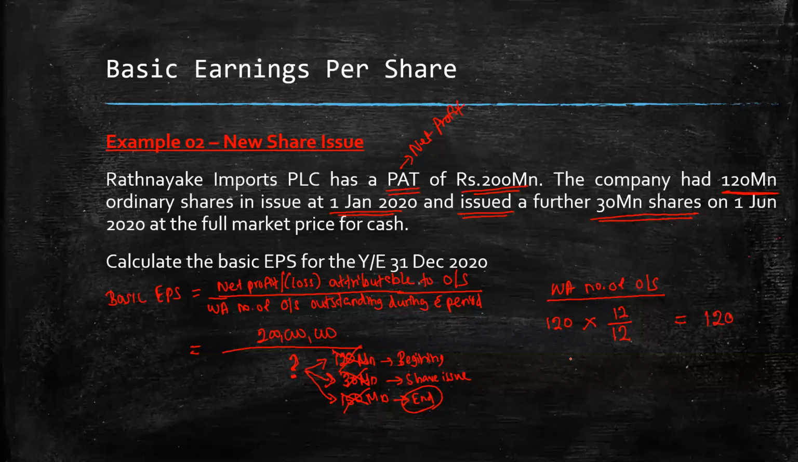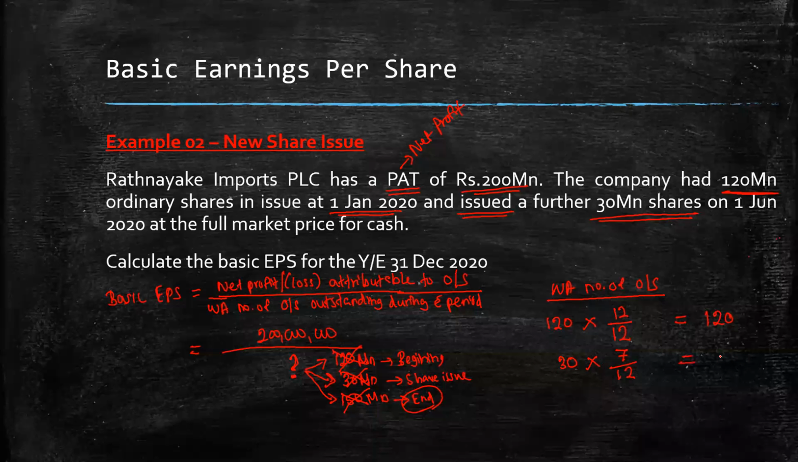Then on 1st of June 2020, what has happened? We have issued this much of ordinary shares, 30 million. Then this 30 million is with the company for how many months? From 1st of June to 31st December, for how many months? July, August, September, October, November, December 31st. Yes, for 7 months. Right? This 30 million shares was with the company for 7 months out of 12.